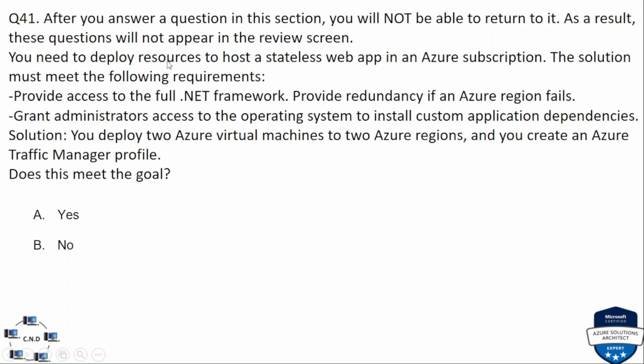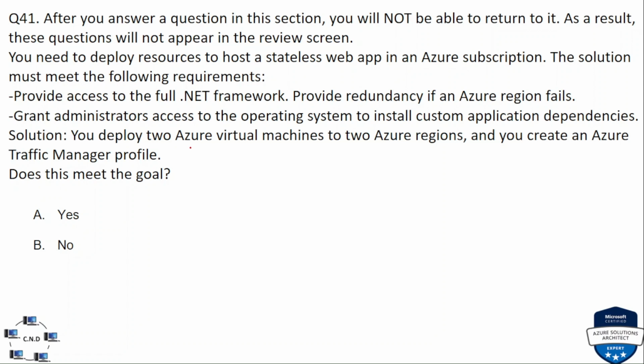Question number 41 is that after you answer a question in this section, you will not be able to return to it. As a result, these questions will not appear in the review screen. You need to deploy resources to host a stateless web app in an Azure subscription. The solution must meet the following requirements: provide access to the full .NET framework, provide redundancy if a region fails, and grant administrators access to the operating system to install custom application dependencies.